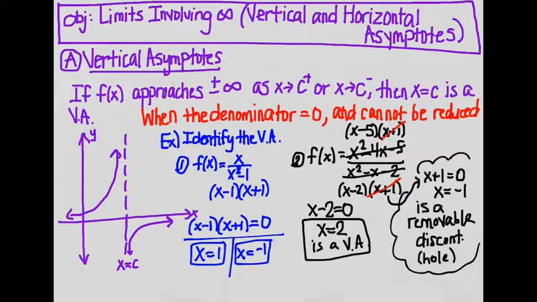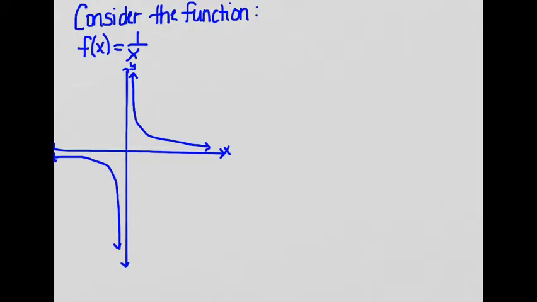Last thing to remember is that you could never cross over a vertical asymptote on a graph. These values keep getting closer and closer and closer to the vertical asymptote, but can never cross over. Let's consider the function f of x equals 1 over x. This is one of our functions that we really need to know how to sketch and understand its properties without the use of our calculator.